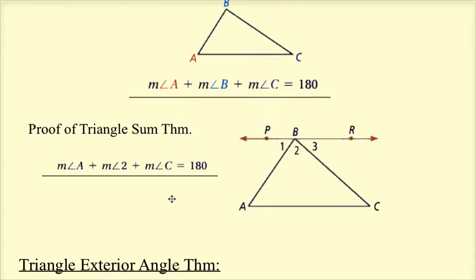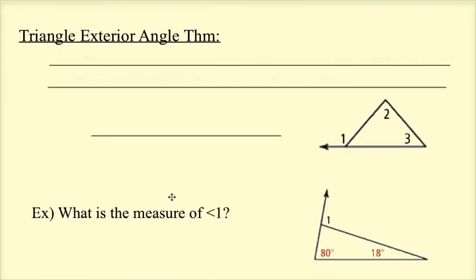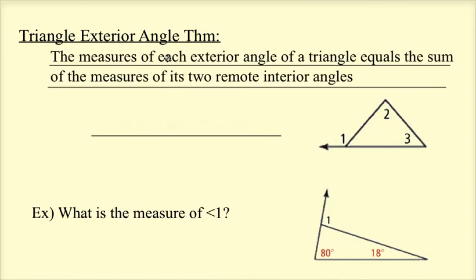Now we're just going to learn something about the exterior angle of a triangle. The triangle exterior angle theorem says the measure of each exterior angle, that's the angle outside of a triangle, equals the sum, meaning to add, of the measures of its two remote interior angles. So angle 1 would be the exterior angle, it's outside of the triangle, not inside the triangle. The exterior angle equals the sum of the measures of its two remote interior angles, meaning not the angle that's right next to it, but the remote ones, the ones furthest away.